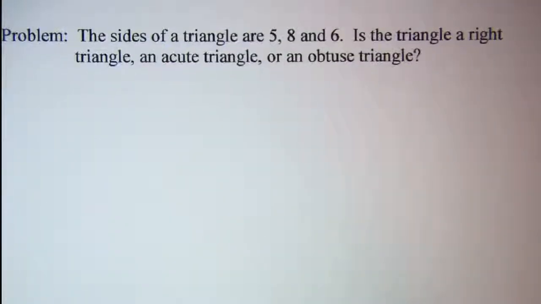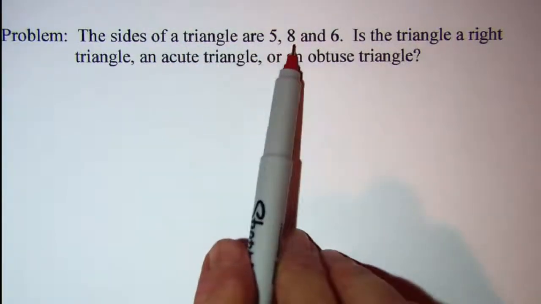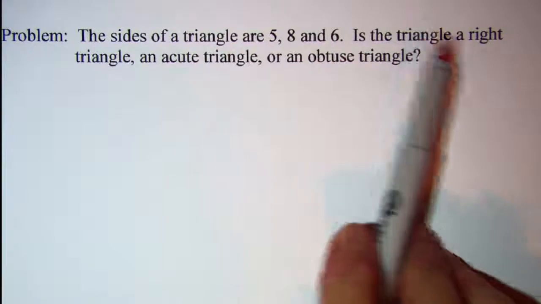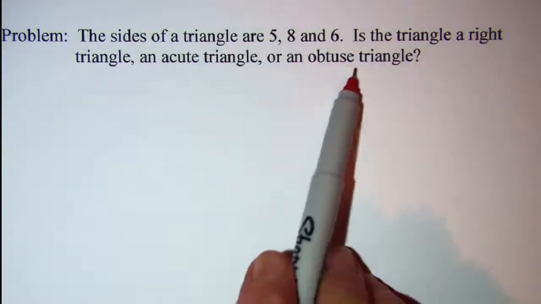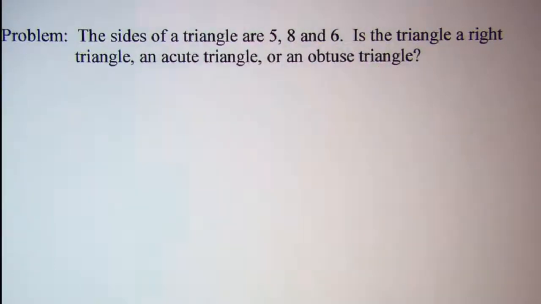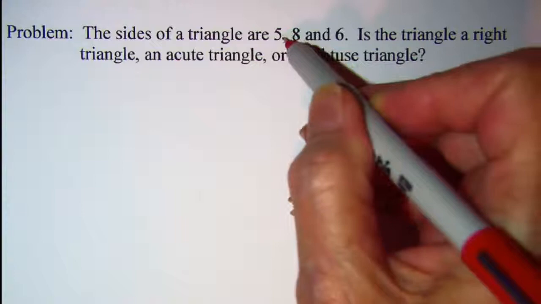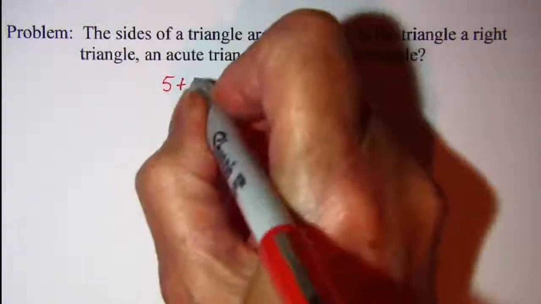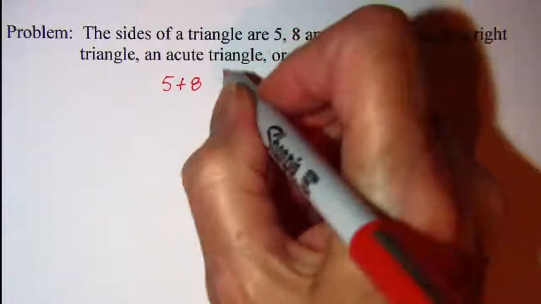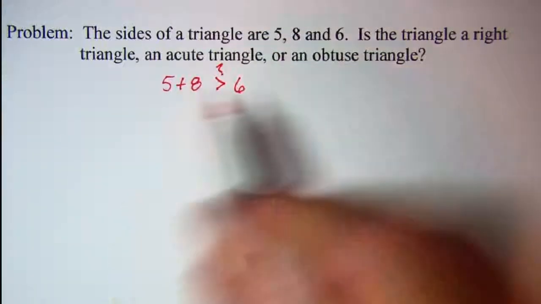Now let's look at a problem. The sides of a triangle are 5, 8, and 6. Is the triangle a right triangle, an acute triangle, or an obtuse triangle? Well, we first need to make sure that it's a triangle at all. Take two sides. Let's take the 5 and the 8 and add those together. And we want to see if that's more than the third side. And we can see that it is.